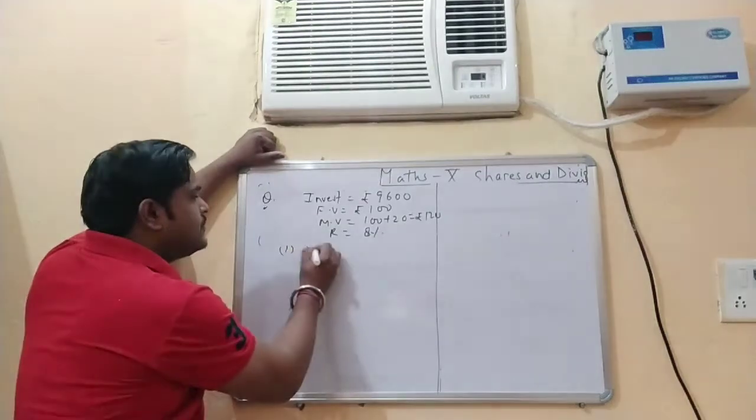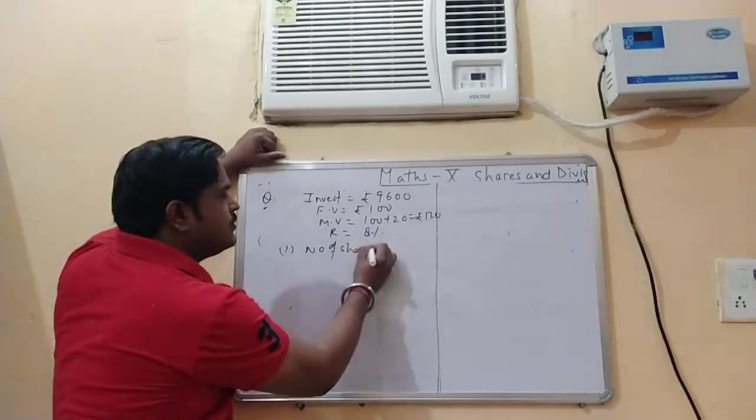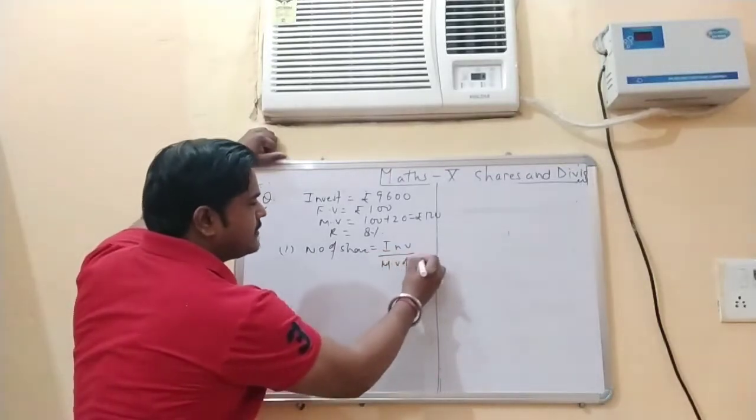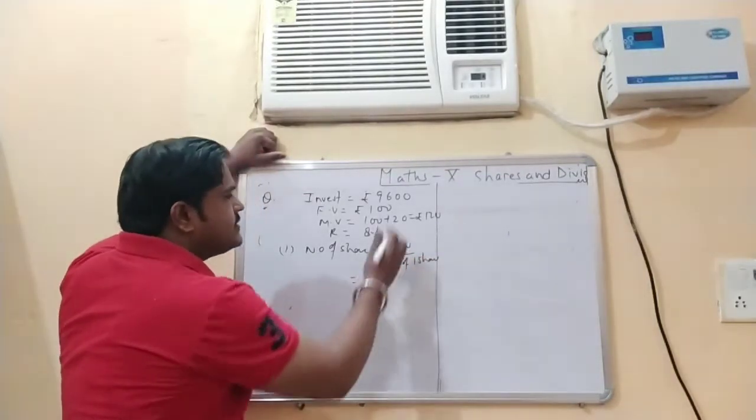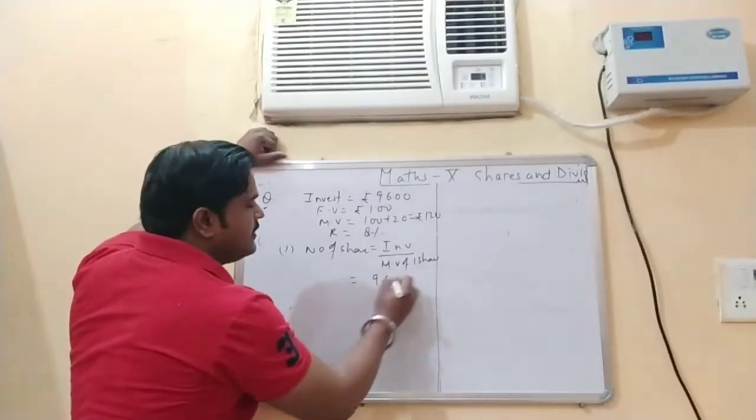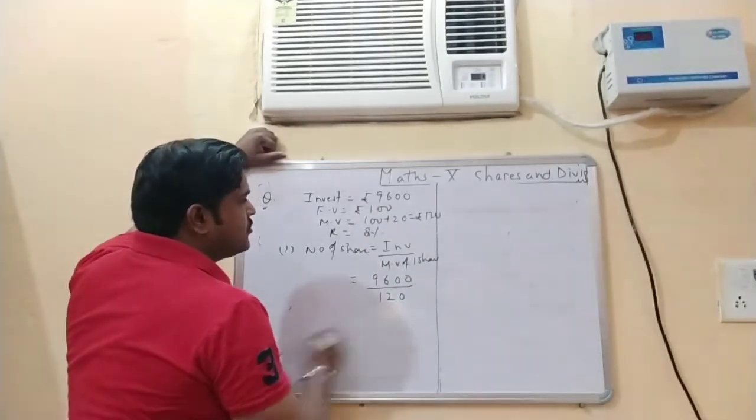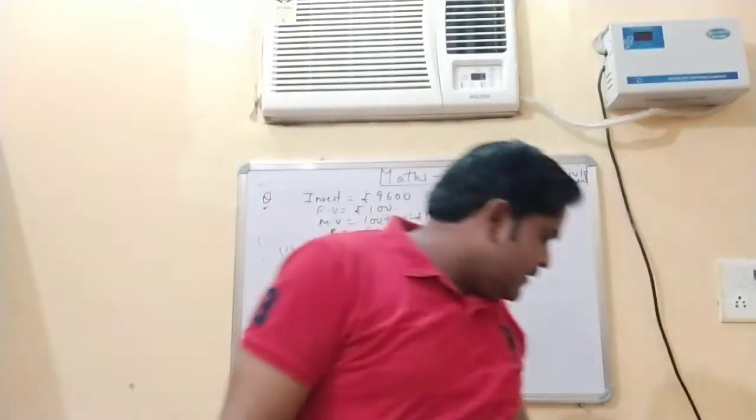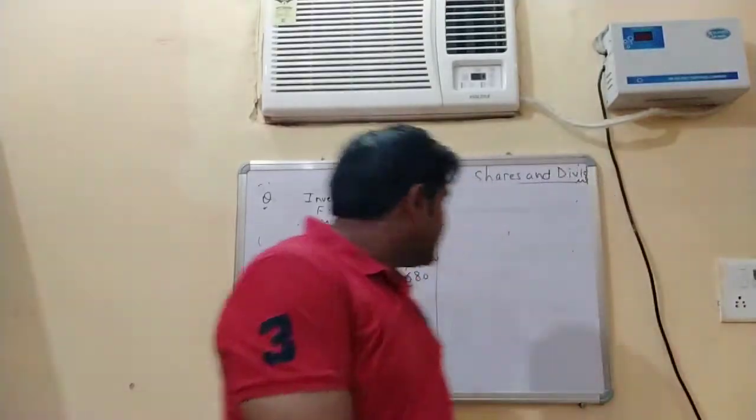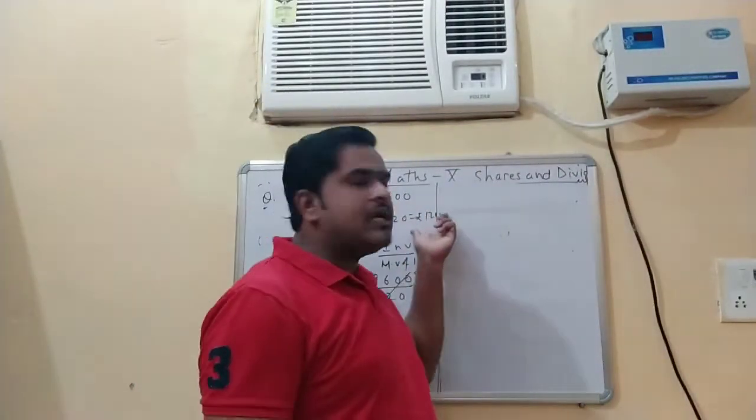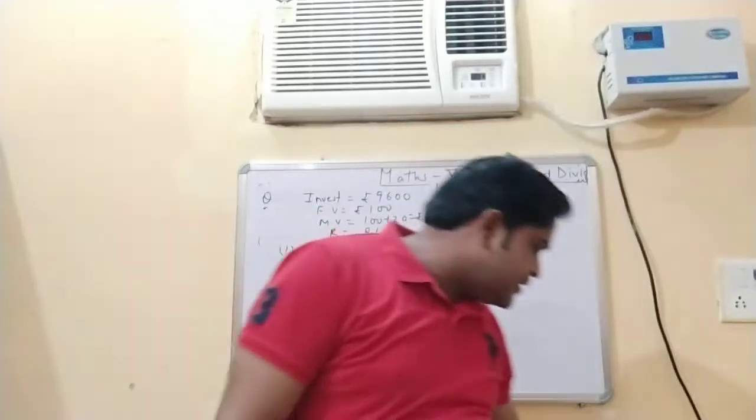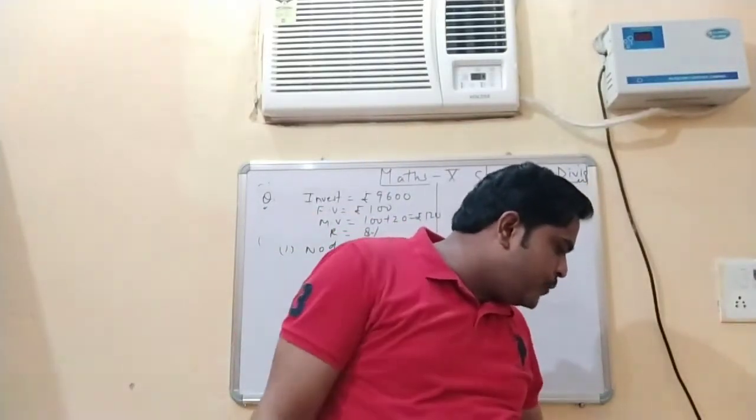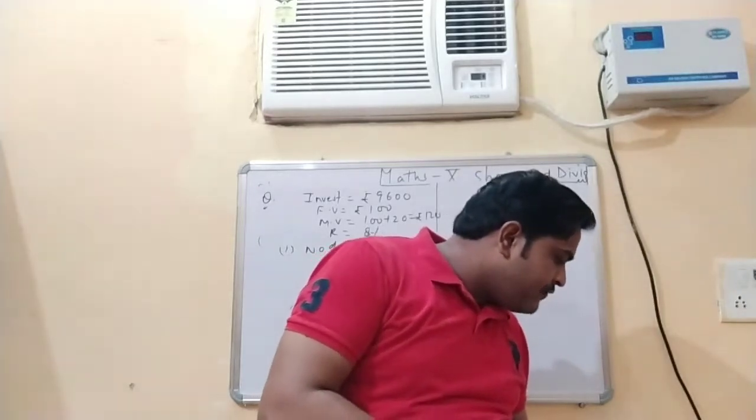So first, number of shares will be equal to investment divided by market value of one share. So student, we can easily calculate this. Investment is 9600 divided by 120. So this will be equal to 80. So number of shares is 80. Now when the price rises from 120 to 160, he sold some shares, excluding the dividend, in 10% rupees 50 a share at rupees 40.